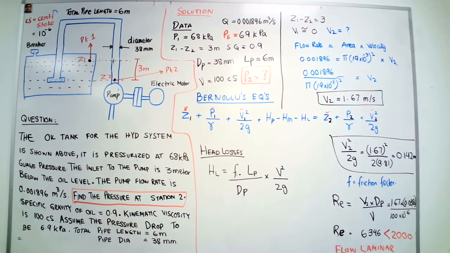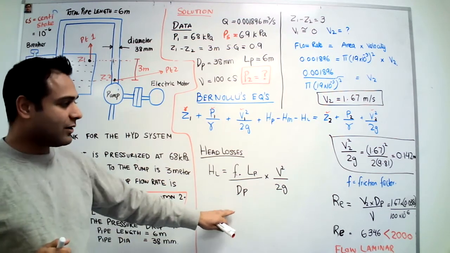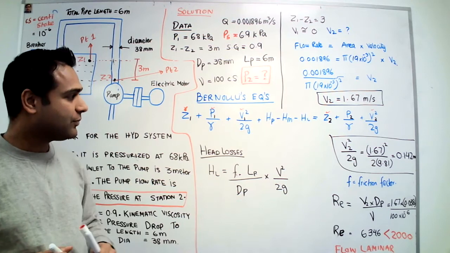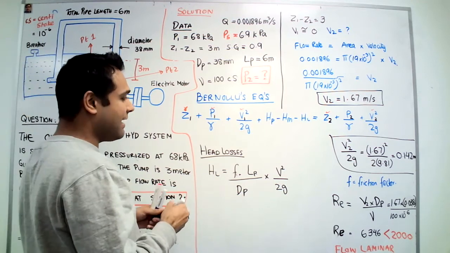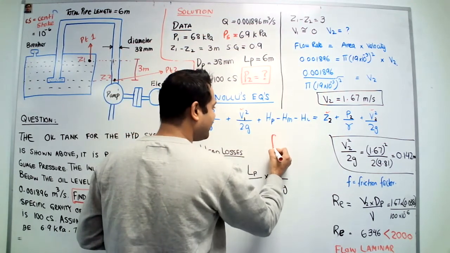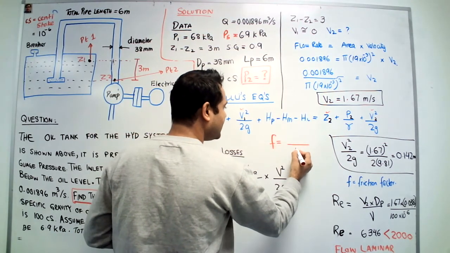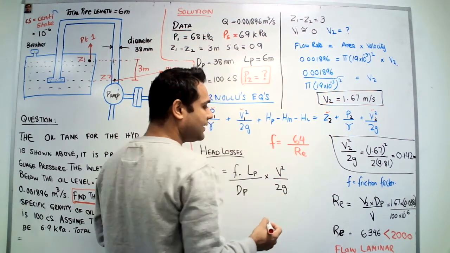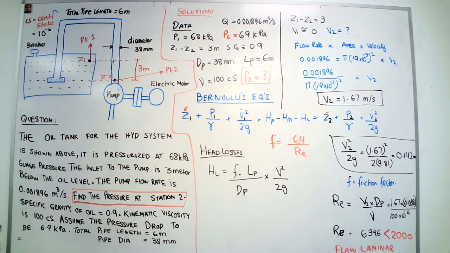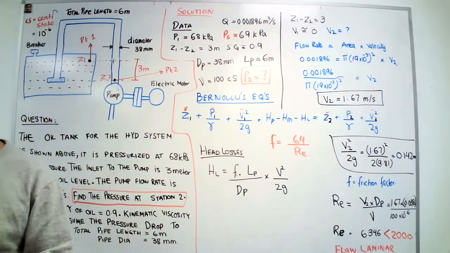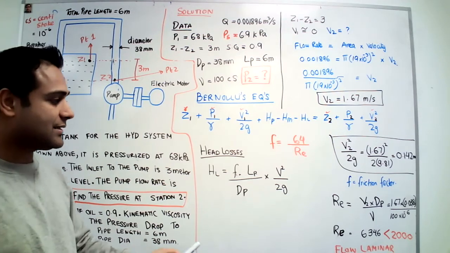Okay. Now what we haven't got is the friction factor. Now what we need to do is find the F. To find the F, we have another formula. Now the formula is F equals something over Reynolds number. The formula is different for turbulent flow and for laminar flow.